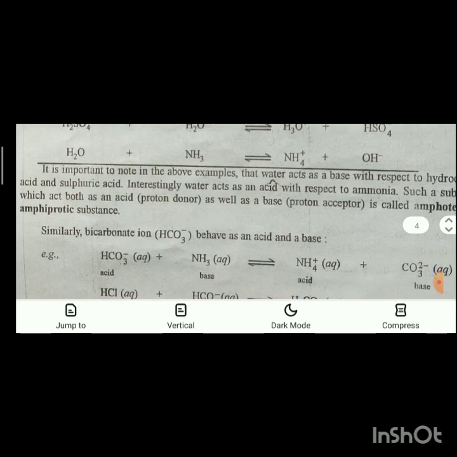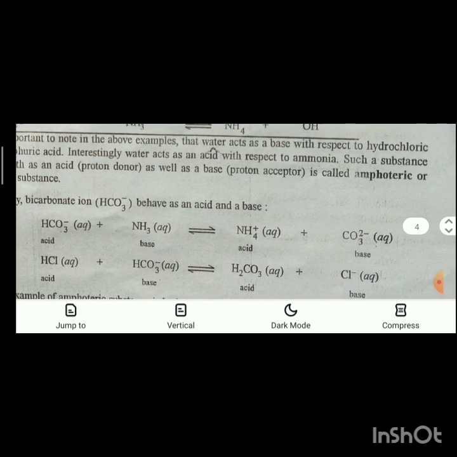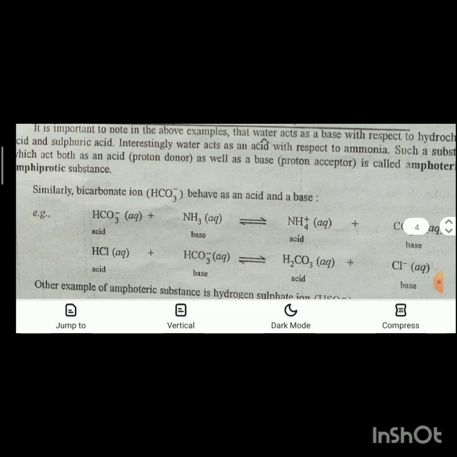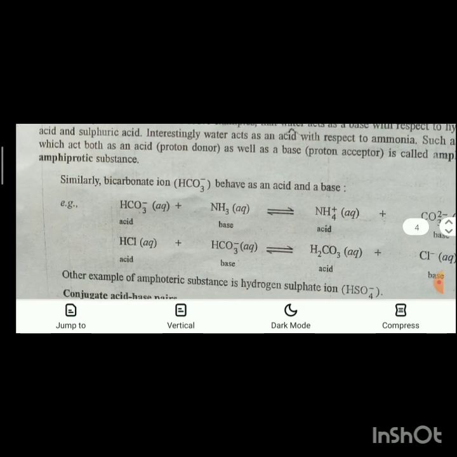It is important to note in the above examples that water acts as a base with respect to hydrochloric acid and sulfuric acid. Interestingly, water acts as an acid with respect to ammonia. Such a substance which acts both as an acid (proton donor) as well as a base (proton acceptor) is called an amphoteric or amphiprotic substance. Similarly, the bicarbonate ion HCO3- behaves as an acid and a base.